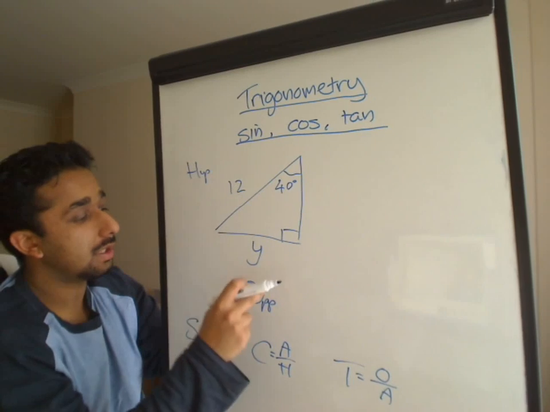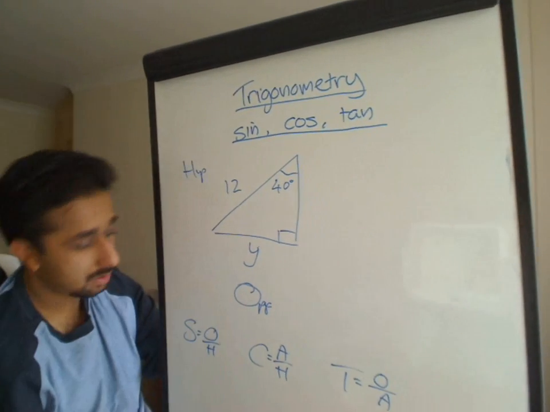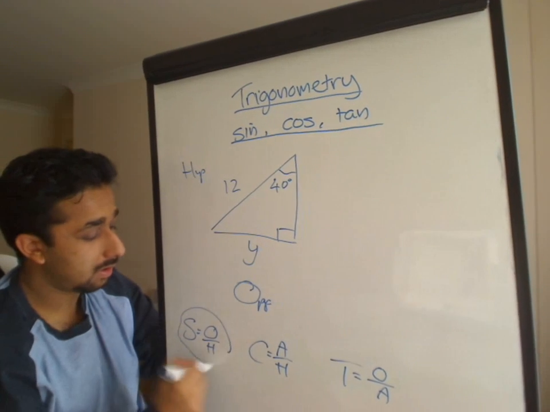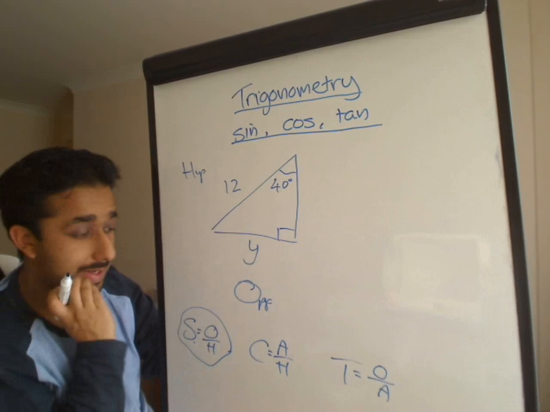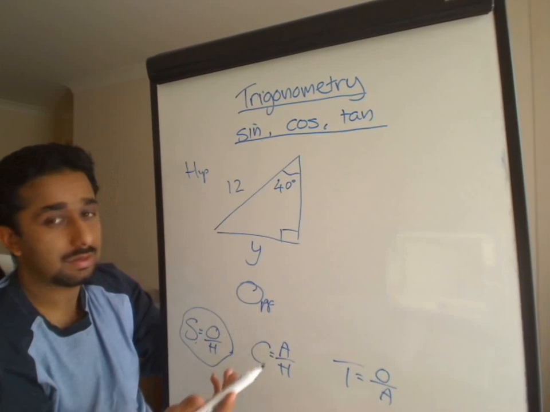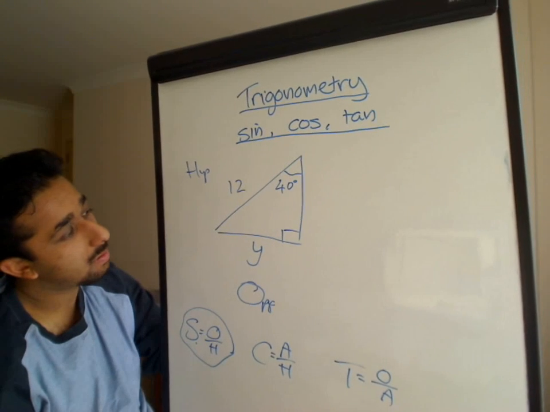Okay, so you want something that is using the opposite and the hypotenuse, O and H. You want to use sine, because this one's got A and H and that's O and A. I want O and H. That's that one. Right, here we go.